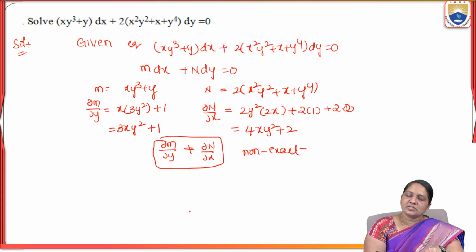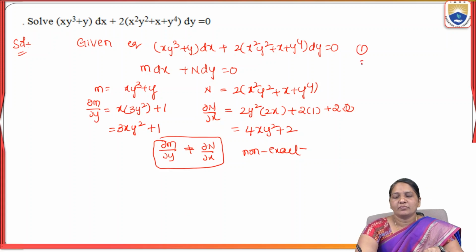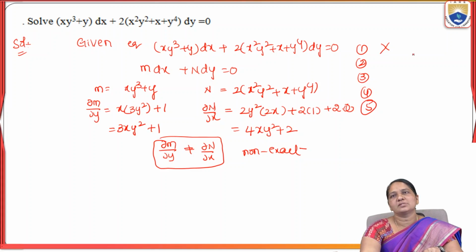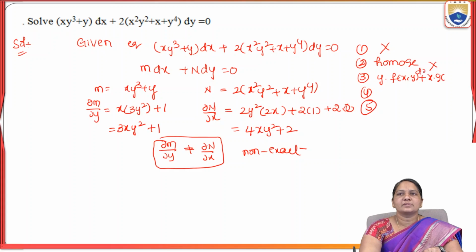If it is a non-exact differential equation, we have to check methods 1, 2, 3, 4 and 5. If there is a possibility of grouping the terms, then we can follow method 1, but there is no possibility to group the terms. So the first method is not possible. For the second method, we should have a homogeneous equation. This is also not possible. For the next one, we should have the form y into f of x, x into g of x comma y into dy equals 0. This is also not possible.